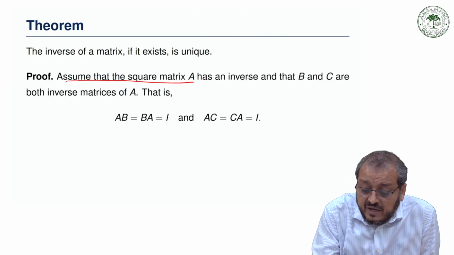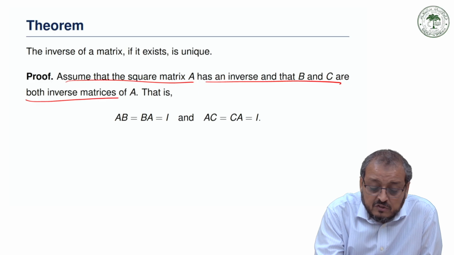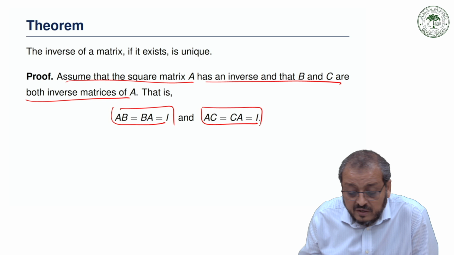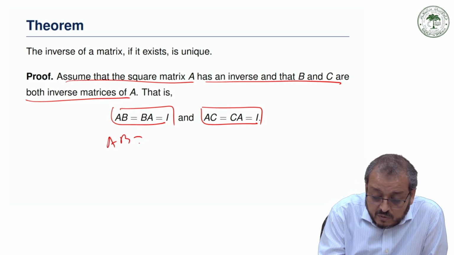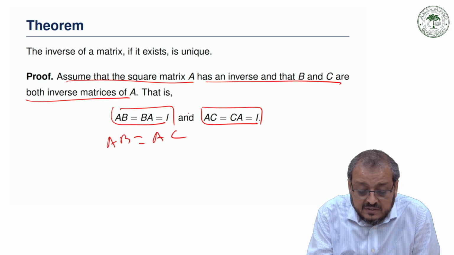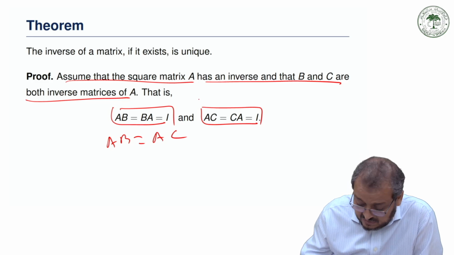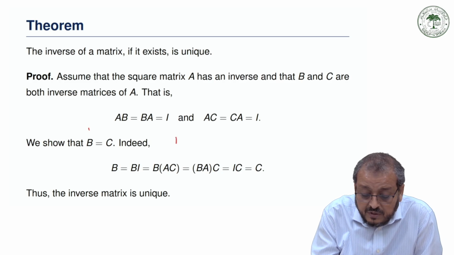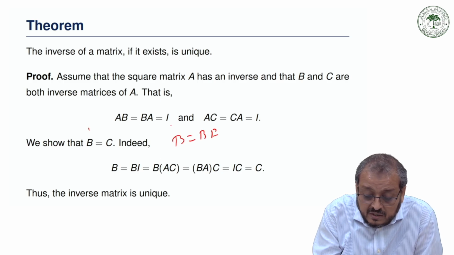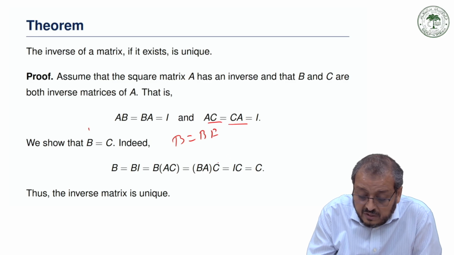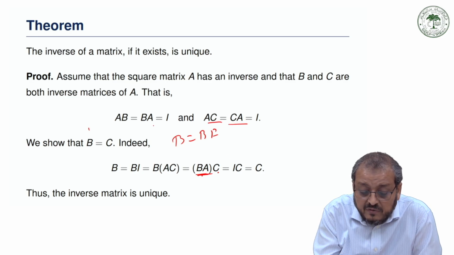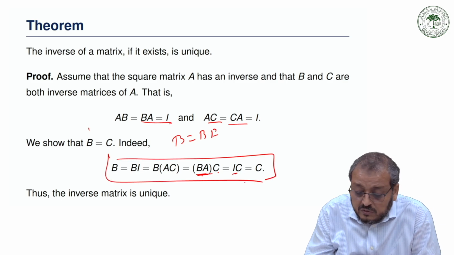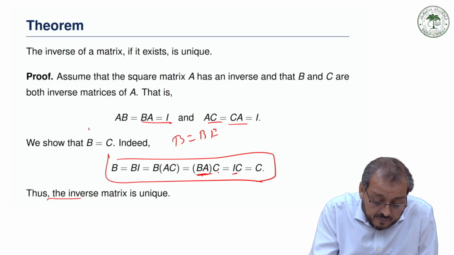Assume that the square matrix A has inverses B and C, both inverse matrices, so AB is equal to BA is equal to identity, and AC is equal to CA is equal to identity. We show that B is equal to C. Starting from B, it can be B times identity, which is B times AC, and then BAC, and BA is equal to identity, so B is equal to identity times C, which is C. So we show that B is equal to C, that means the inverse of a matrix is unique.